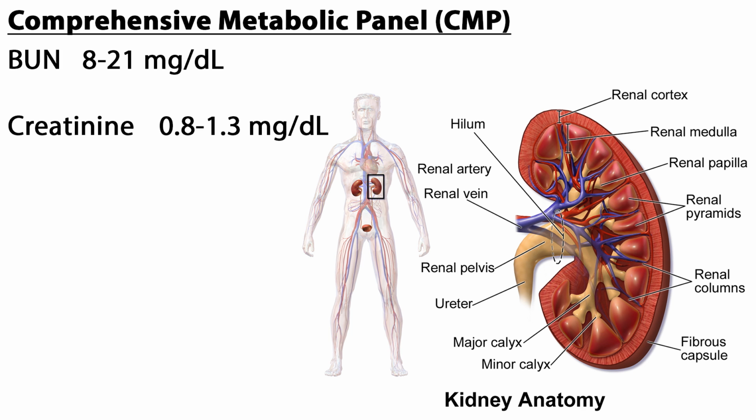If the kidneys are not properly filtering wastes out of the blood, the level of urea in the blood will rise. Normal range of BUN is 8 to 21 milligrams per deciliter.